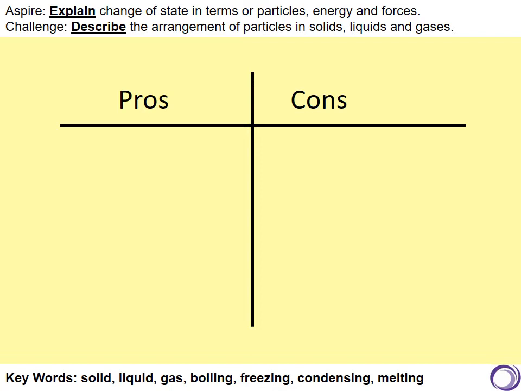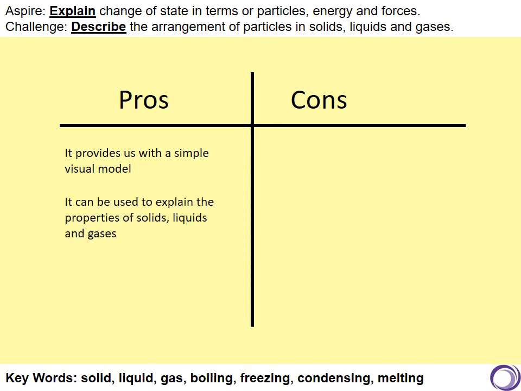Right, so let's have a look at some of the pros and the cons of the particle model. So first of all, one of the pros is it provides us with a simple visual model, something that we can easily see and use to explain our theories. The second one, it can be used to explain the properties of solids, liquids and gases. They're the things like, can they be compressed, can they flow, and later we can look at how this can explain melting and boiling points.